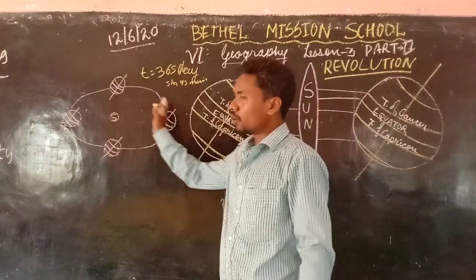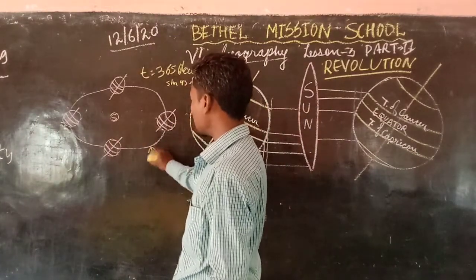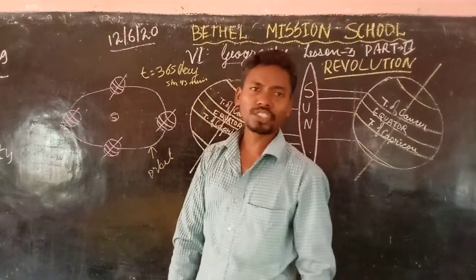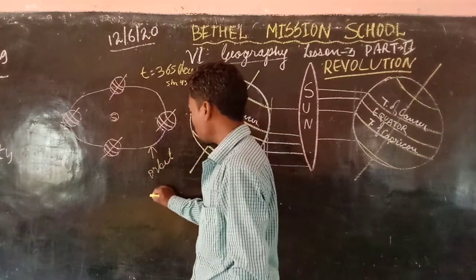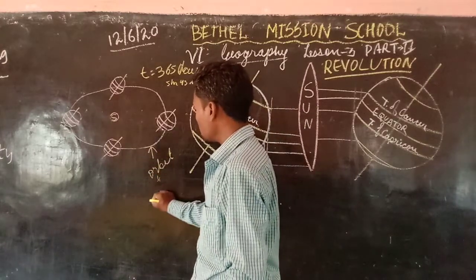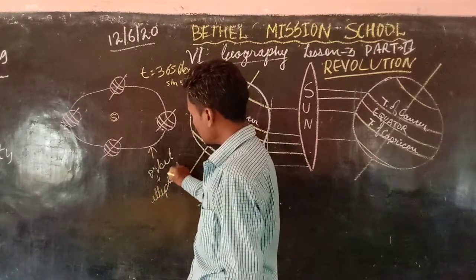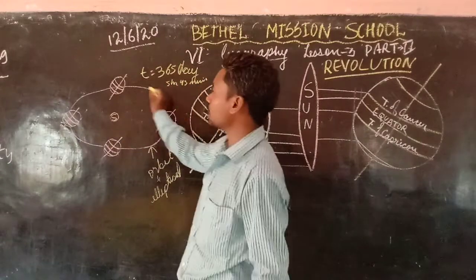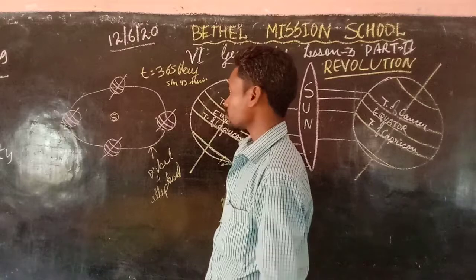The earth revolves around the sun in an orbit. This part is called orbit. And this orbit is not circular in shape. It is somewhat elliptical in shape. You can see this egg-like shape of the orbit. It is called elliptical.